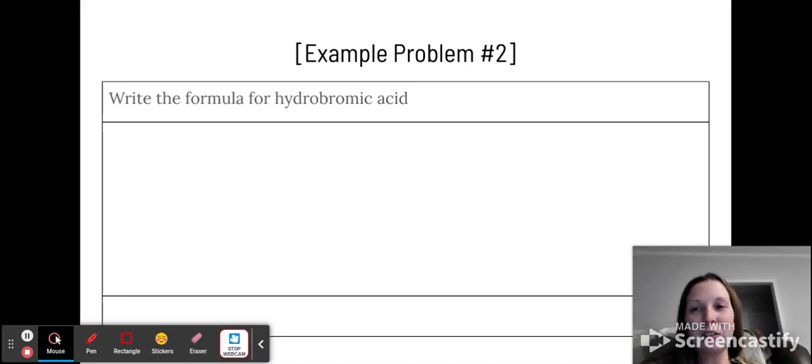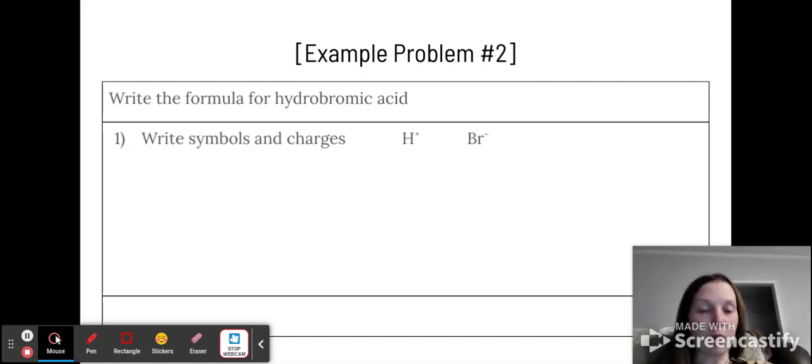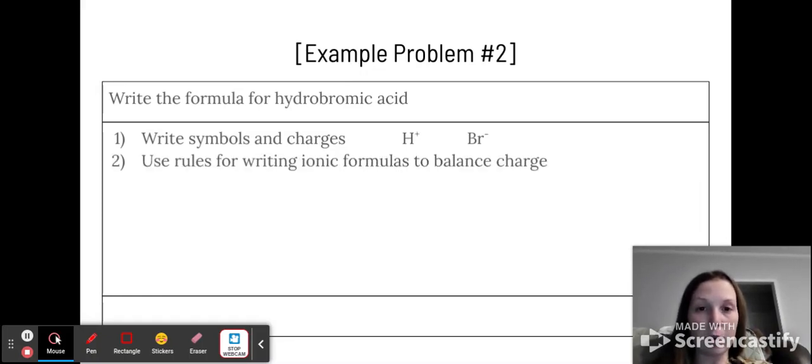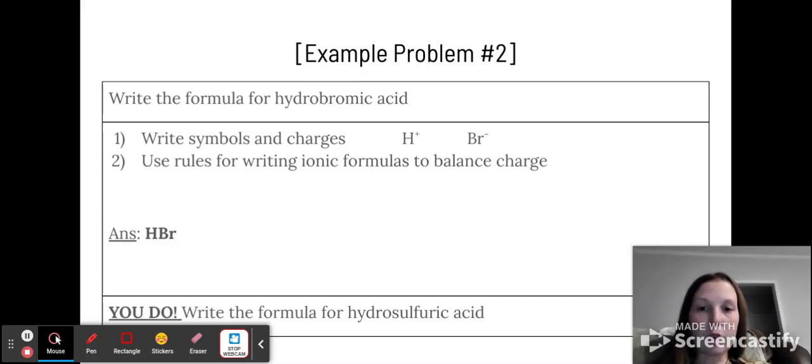So we're going to try to write the formula for hydrobromic acid. So we just write the symbols and their charges. We know it's an acid because it's in the name. So you have H plus out front. Brom is my stem, which would be for bromide. So Br minus. As you can tell, this is a +1 and -1. So they are equal but opposite, which means they will cancel. And my formula is HBr. And that's it. So you go ahead and try this example at the bottom.